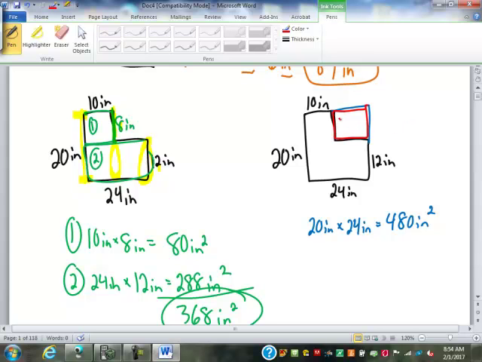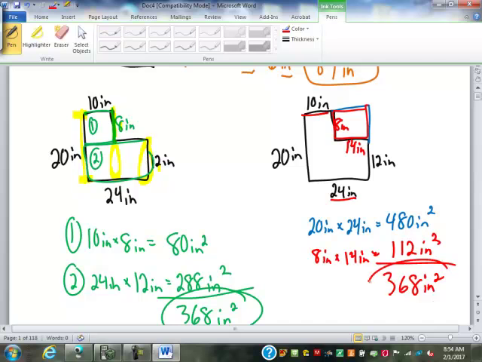That piece is, well, we already said this is 8 inches here, right? What's this piece? Careful. 24 minus 10. That has to be 14. So 8 by 14, or 14 by 8, however you want to look at it again. That's 112. Subtract that out, we get 368 inches squared. So either way, we come up with the same answer. We better come up with the same answer because the area doesn't change.